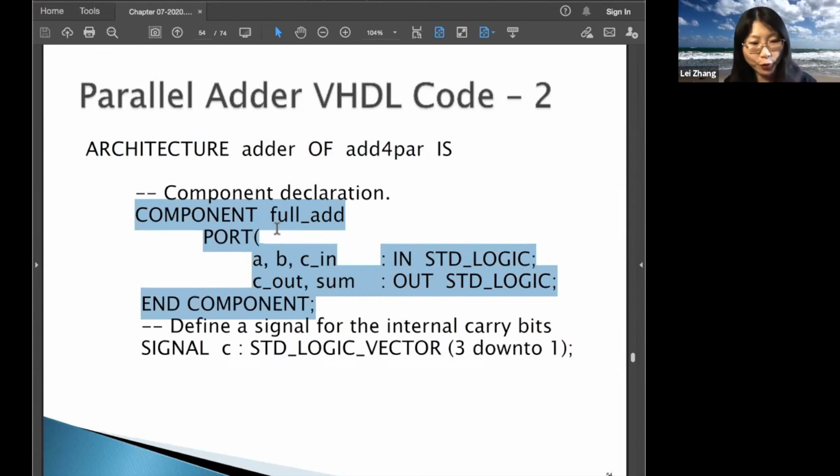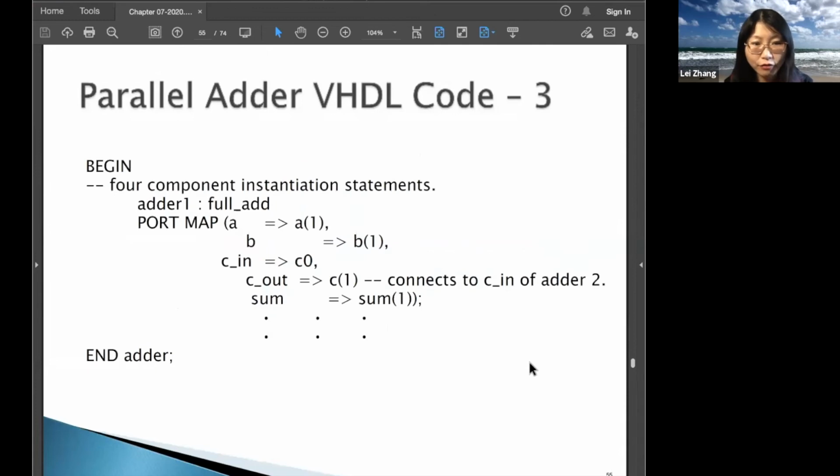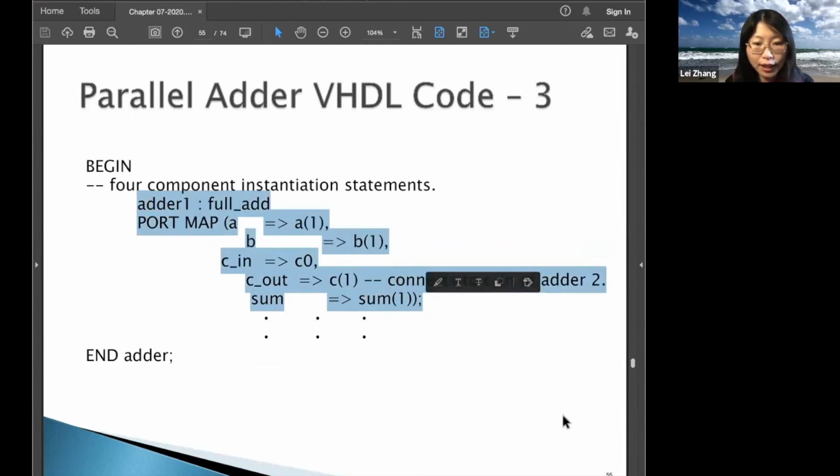Okay, and also we have to declare an internal signal called C. That's a standard logic vector C, 3 down to 1, so 3-bit. Okay, let's have a look at the main body. So, begin. This is how we instantiate the component. This dash is a comment.